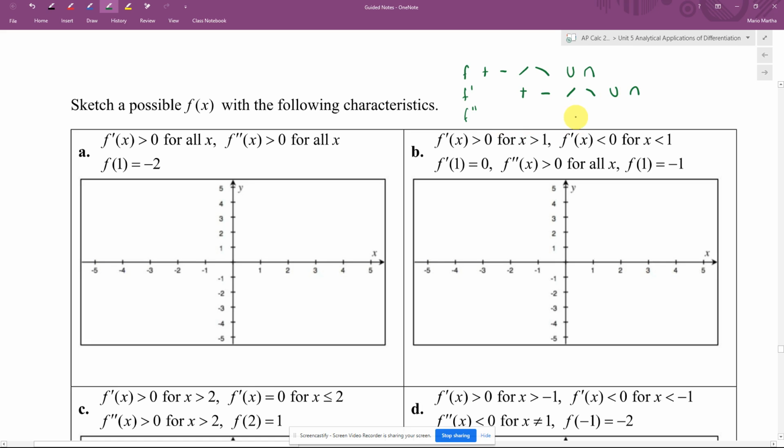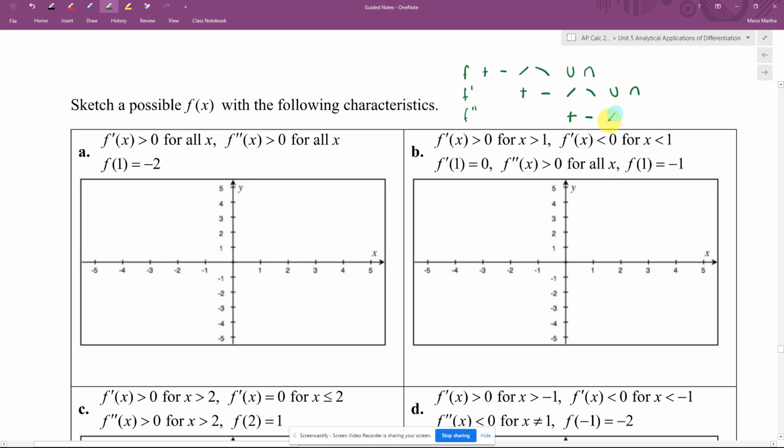And then f double prime, right? So if f double prime is positive, that means f prime is increasing, and then that means that f is concave up. If f double prime is negative, that means that f prime is decreasing, and then f is concave down. So hopefully this helps a little bit more, just to clarify some of the things that you guys had.